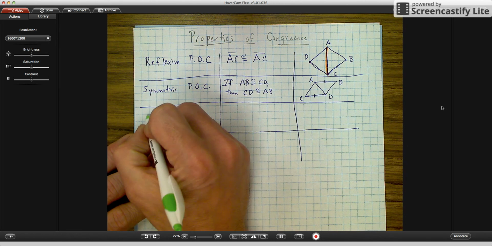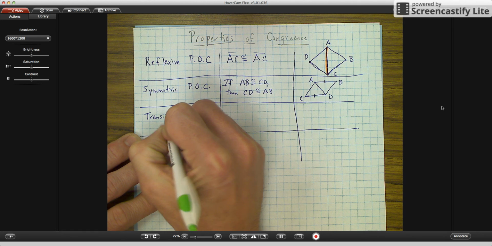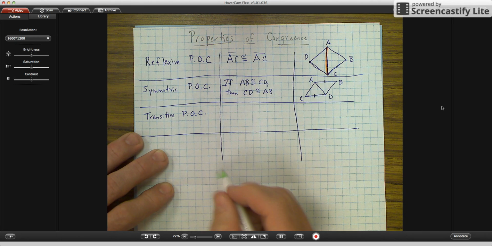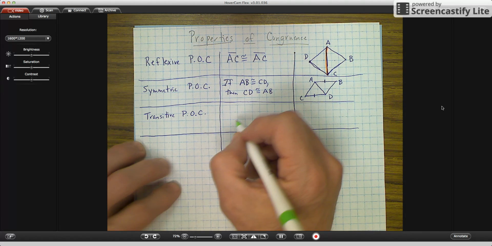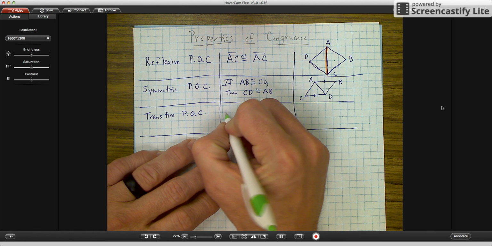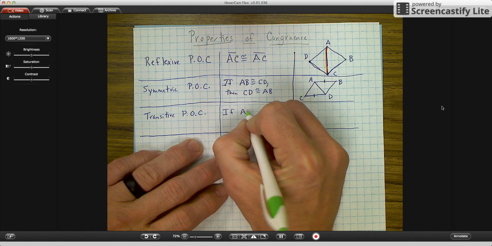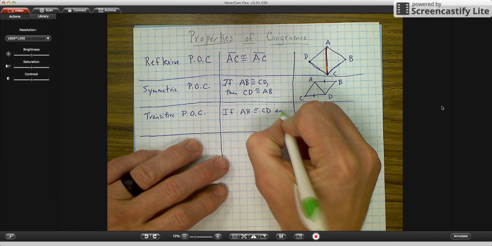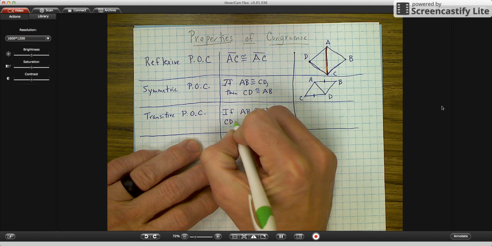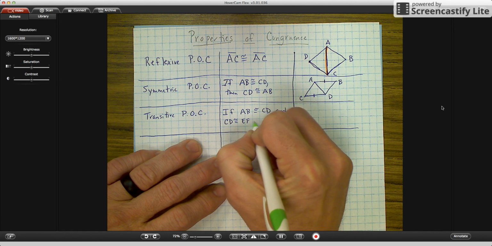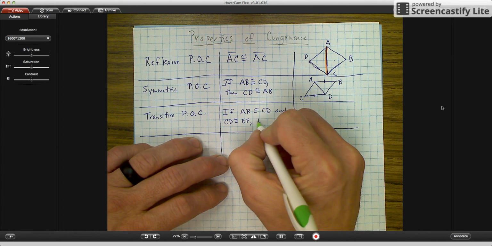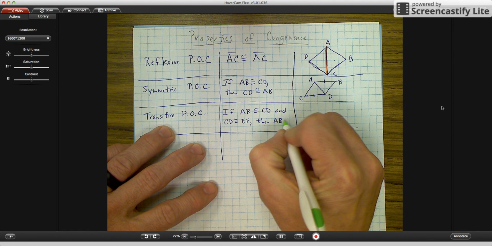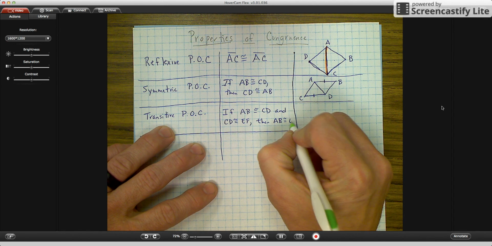The last one is called the transitive property of congruence. And this one, I'm going to give you your if-then statement. If AB is congruent to CD and CD is congruent to EF, then by the transitive property of congruence, AB is congruent to EF.